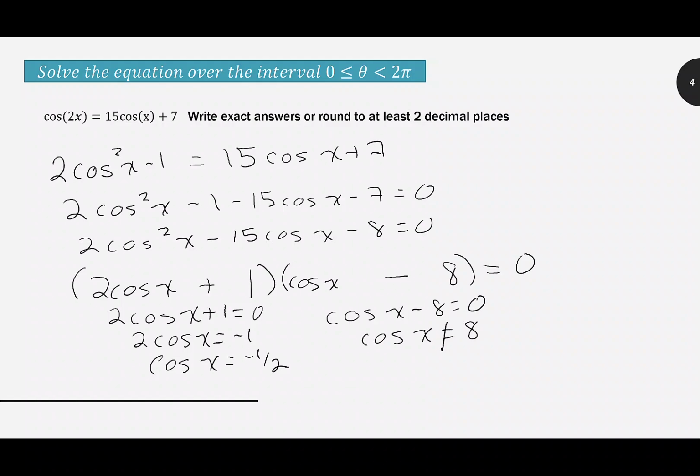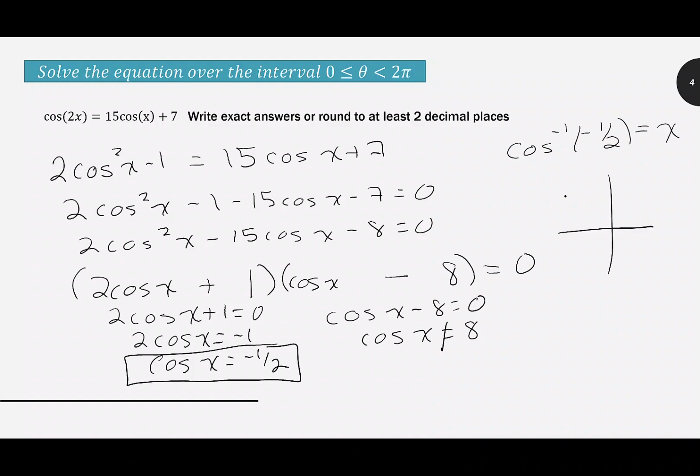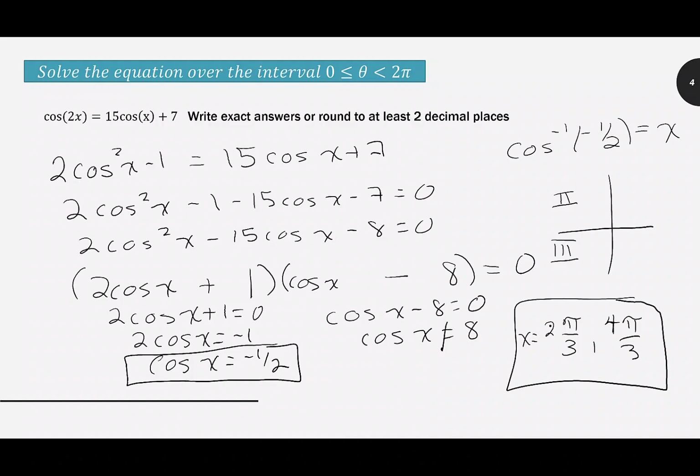We can throw this out. We know that cosine will always be from negative 1 to 1, so 8 is outside the range of cosine, and I don't need to use it in my solution. The only thing I need to look at is the cosine of x equals negative 1/2. So we can find the cosine inverse of negative 1/2 to get our value of x. We just said cosine is negative in both quadrants 2 and 3. Cosine is equal to negative 1/2 at 2 pi over 3 and 4 pi over 3. So this time we only have two values for x.